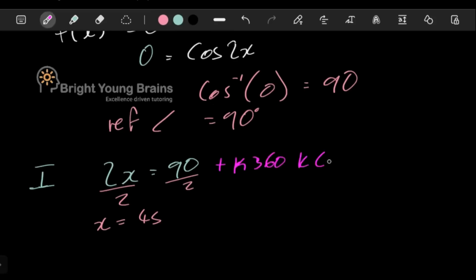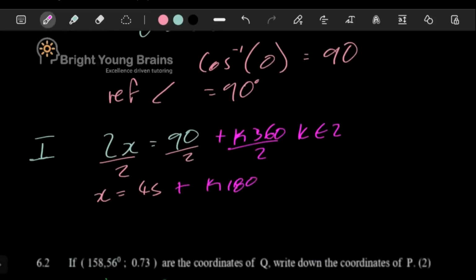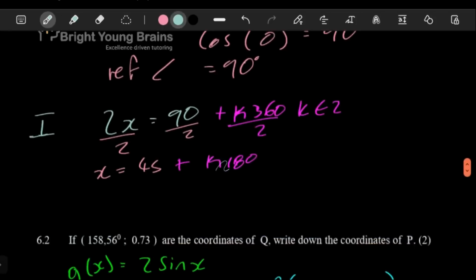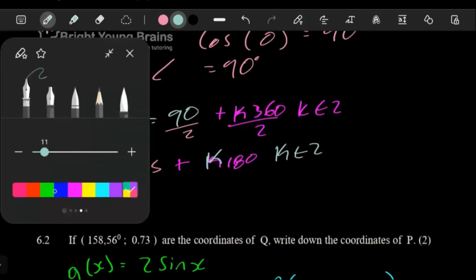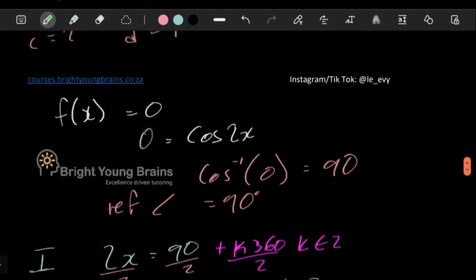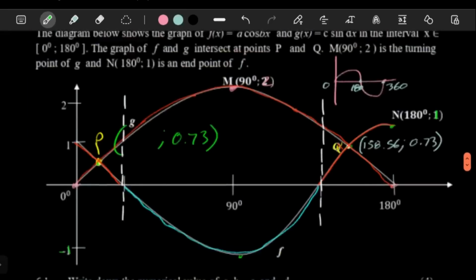K is an element of integers, right? And then here, when you divide by 2, you'll also have plus k 180. Now, what you then do here is, you see this k 180, you can throw in a specific integer to try and get other places in your equation where your graph is equal to 0. So you see the first one you're getting is this.